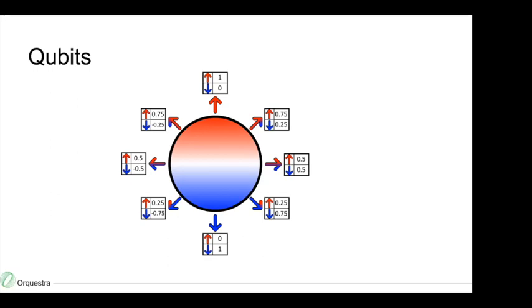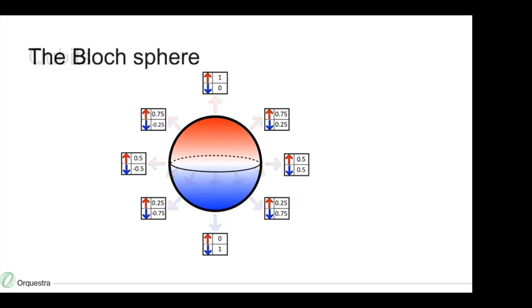And there's even more. Actually, qubits can point in any direction. Imagine if this was a sphere, you can have qubits pointing there, there, there, there. And as people correctly say, it's the Bloch sphere. Yes, you can have qubits pointing in all directions, and that's called the Bloch sphere.